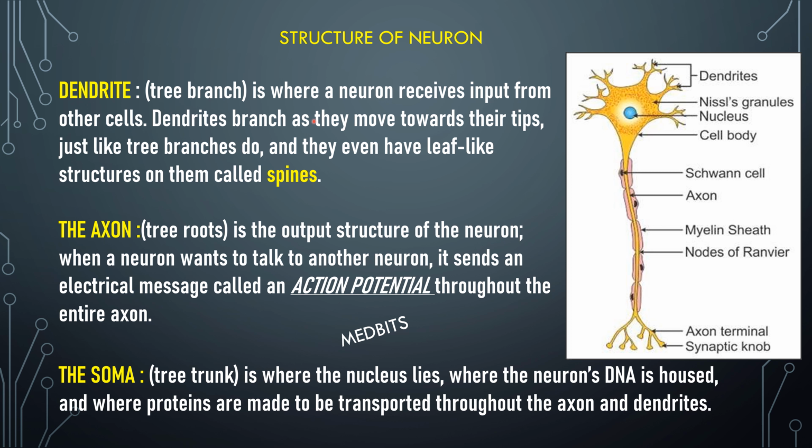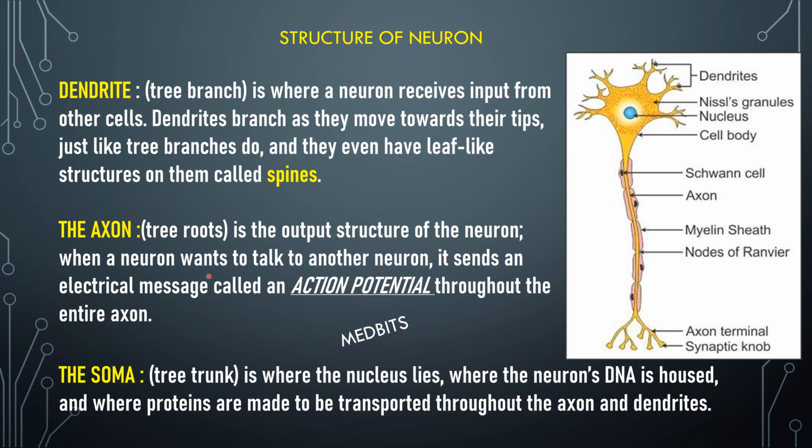Starting with the dendrite, it is where a neuron receives input from other cells. Dendrites branch as they move towards their tips, just like tree branches do, and they even have leaf-like structures on them called spines. Coming to the next one, the axon is the output structure of the neuron.